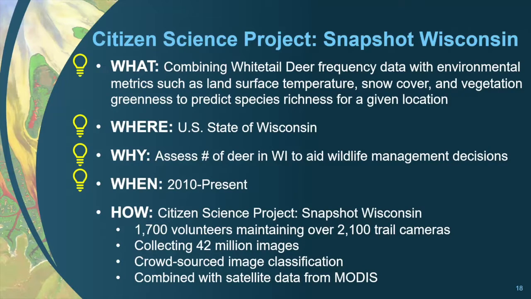The program started in 2010, and to date over 1,700 volunteers have set up and continue to maintain over 2,100 trail cameras across the state that have collected over 42 million images. The images are hosted on a website where citizen scientists can classify them by identifying species and also noting specific behaviors such as feeding. The NASA partnership comes in because the researchers are interested in combining this information with satellite data from MODIS in order to see what impacts the environmental conditions have on deer frequency and behavior.